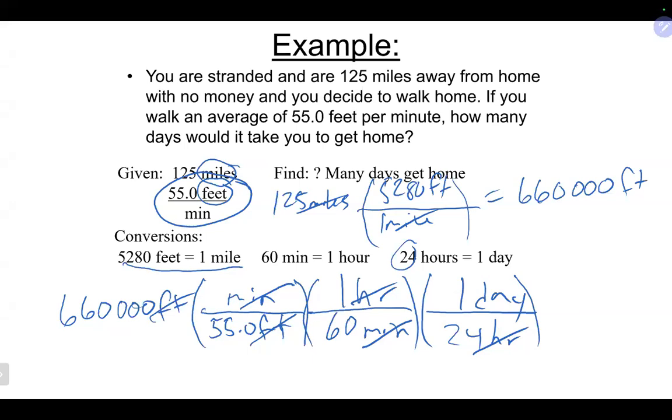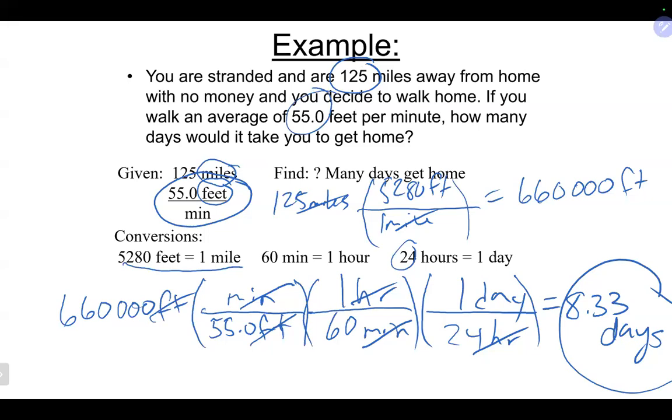Once again, we're going to multiply all the way across the top, which is basically all ones. We're going to divide by the bottom. 660,000 divided by 55, divided by 60, and divided by 24 is going to yield us about 8.33 days in this particular case. Seems like a nice walk, I suppose. 3 sig figs, because that had 3 sig figs, and pretty much all the rest of it is exact numbers in this particular case.